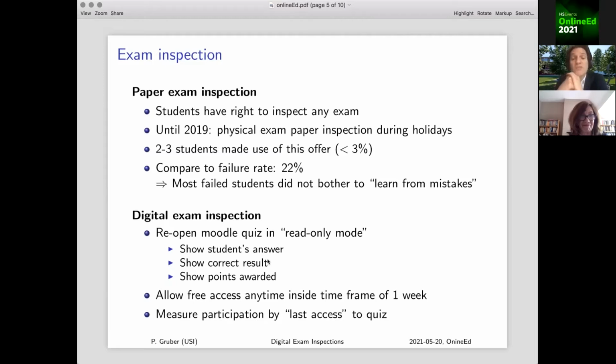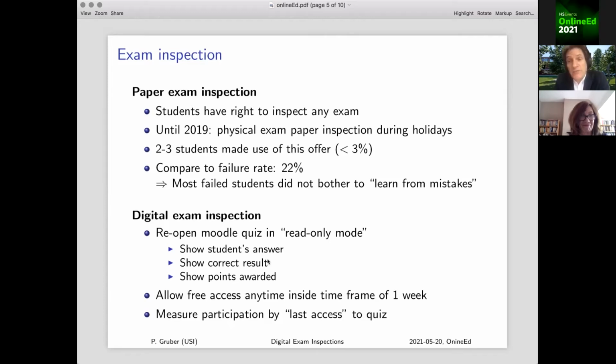And we gave students free access within a time frame of 1 week. So we just sent them an email with a link. Here is your quiz. Your exam. You can look at this exam again. You have 1 week time, and we then measured the access, how many students took up this opportunity, simply by looking at the last access.